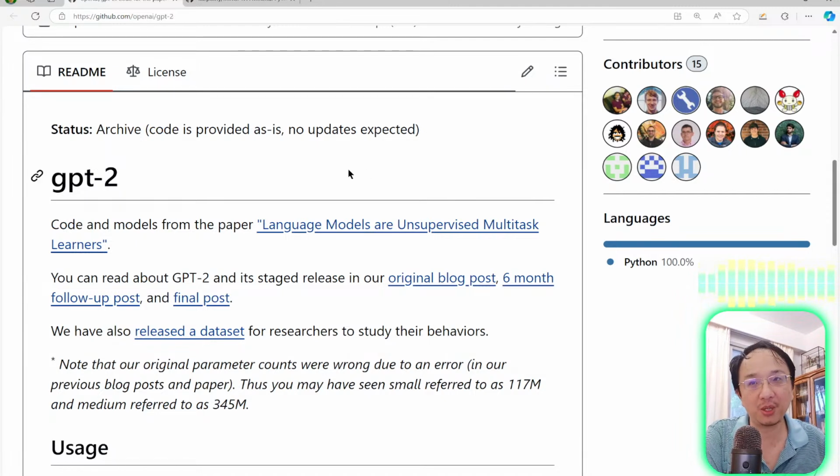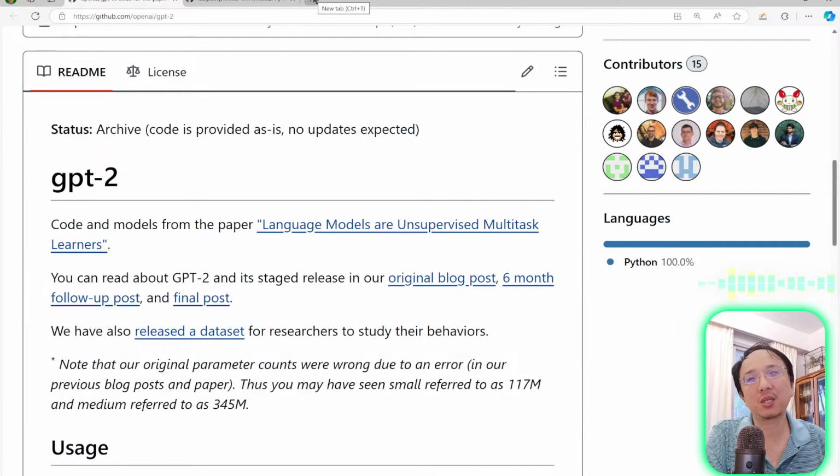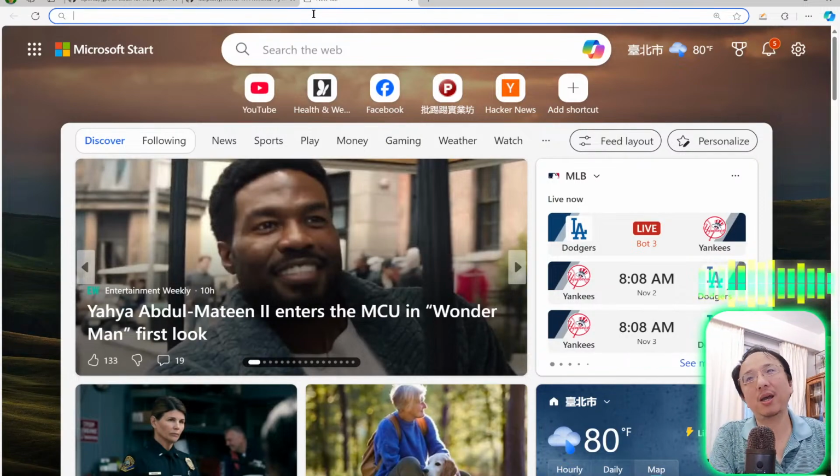So before we talk about how to use transformers and Hugging Face to load some model, let's first mention some of the popular frameworks that people use to run large language models. The first one is Ollama.